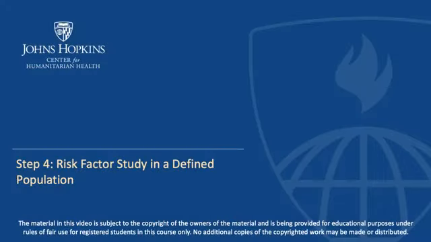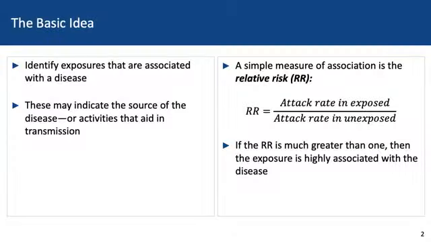So step 4 in an outbreak investigation is performing a risk factor study. We're going to talk about this in 2 different parts. And in part 1, we'll talk about a risk factor study in a defined population. The basic idea of a risk factor study is we want to identify exposures that are associated with disease, because these exposures may indicate the source of disease or activities that aid in its transmission.